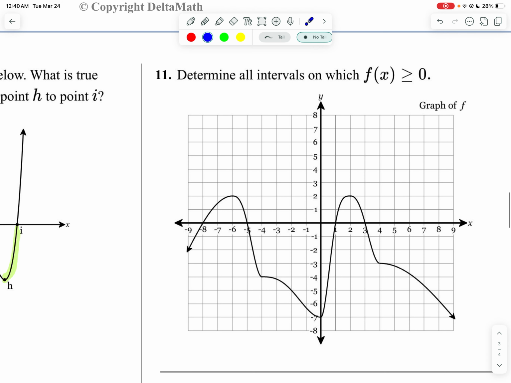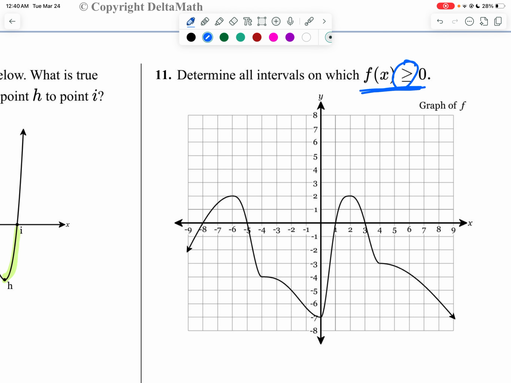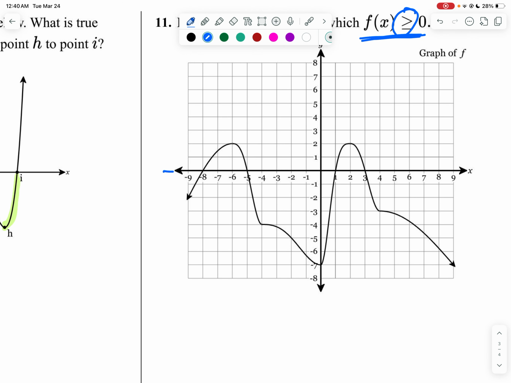Now this one says, when is f of x greater than or equal to 0? Notice how now I can include the zeros. So whenever I'm looking at anything above the x-axis, I could say negative 8 to negative 5. And then I could say 1 and 3. So it's above the x-axis. We're including 1, we're including 3. So we have negative 8 to negative 5, 1 and 3 in brackets. And then we're going to put U right here in terms of the union symbol.